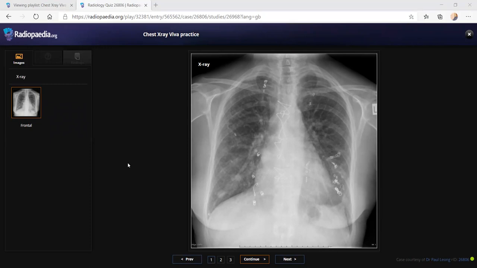So to conclude my findings, there are a few possible nodules in the right lung, one in the lower lung zone and also in the retrocardiac region. So to take it further, I would like to go ahead with cross-sectional imaging of the chest.